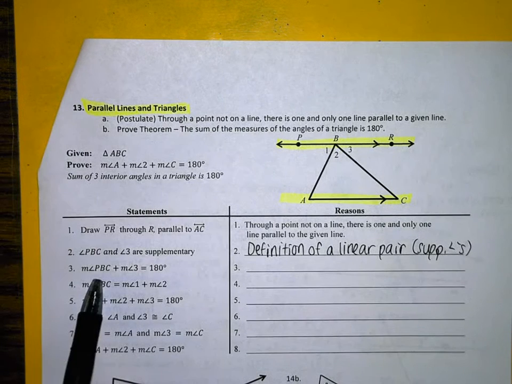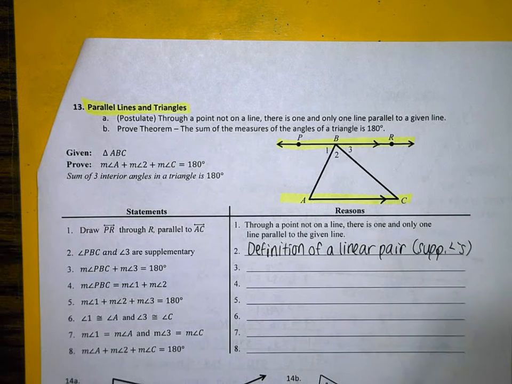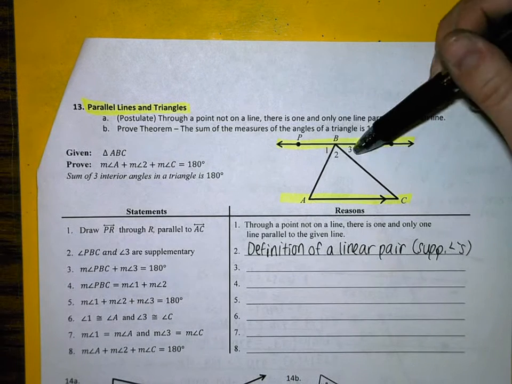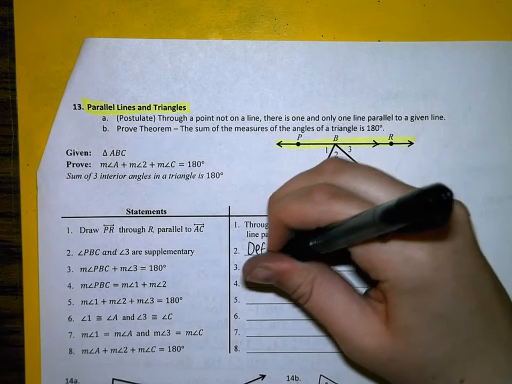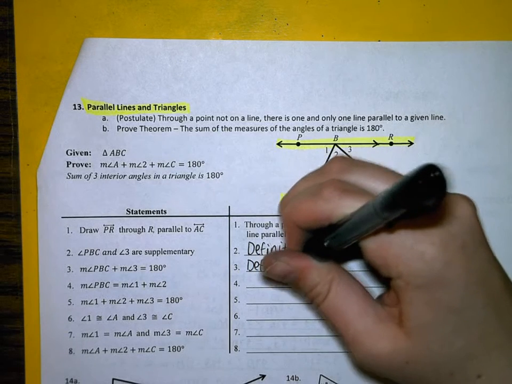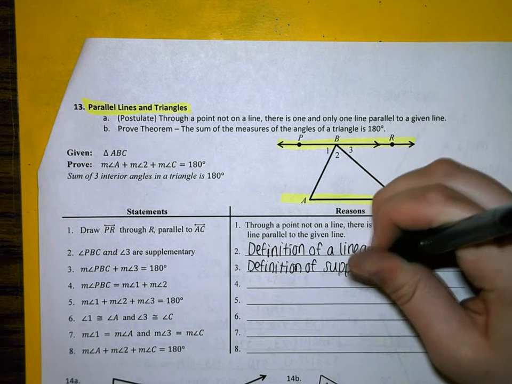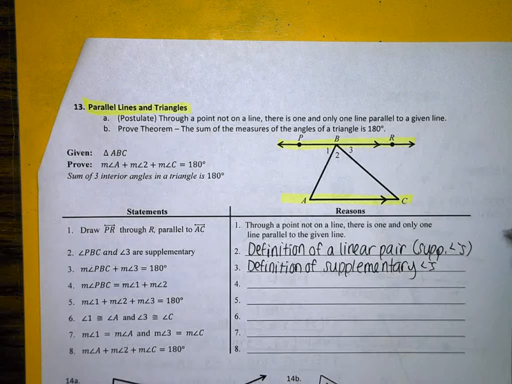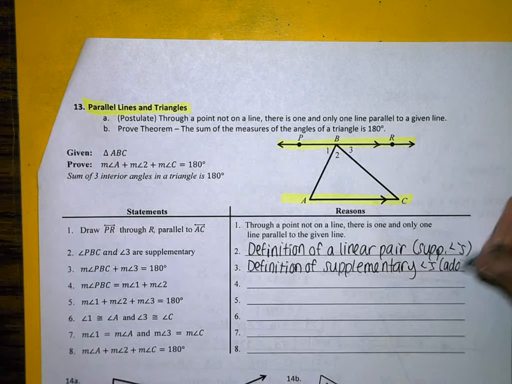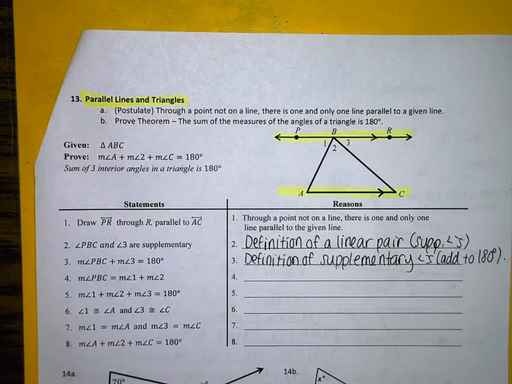It mentions angle PBC plus measure of 3 is 180 degrees. So it's stating the same kind of thing. It's saying when we add these two together, they're 180 degrees. So you can say definition of supplementary angles. You can even make a note, add to 180 for anything dealing with a line.